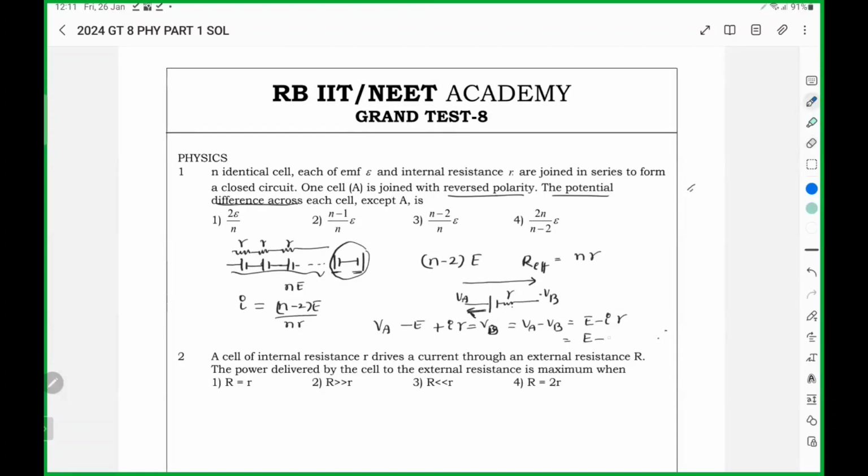Here I is (n minus 2)E by nR, into R, R gets cancelled. That is E minus (nE minus 2E) by n. So the potential difference across each cell, the first option is correct.